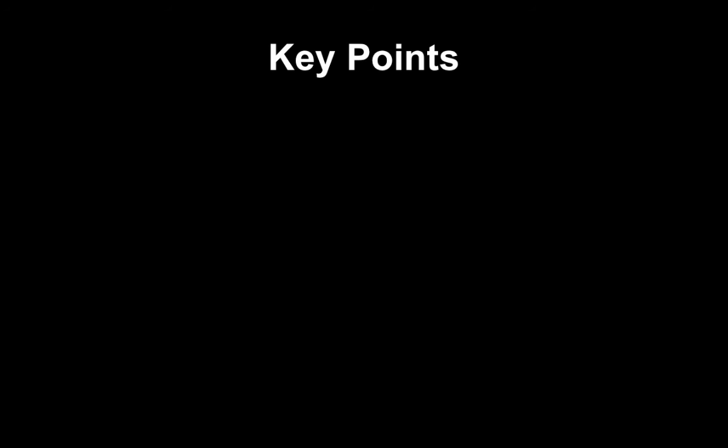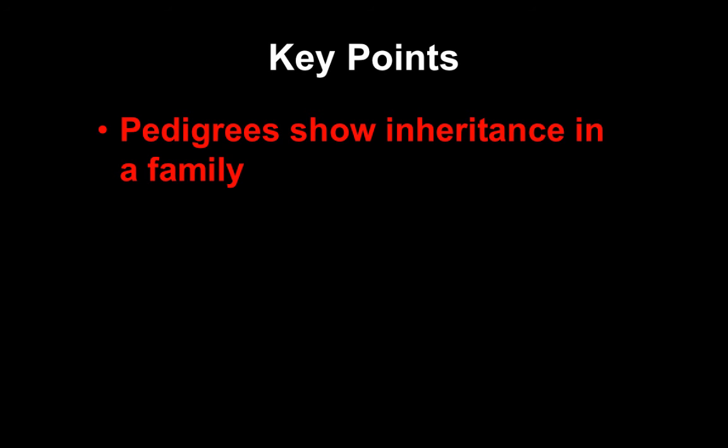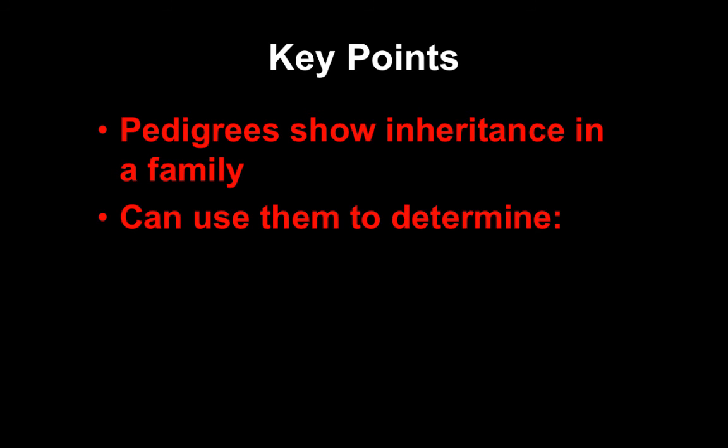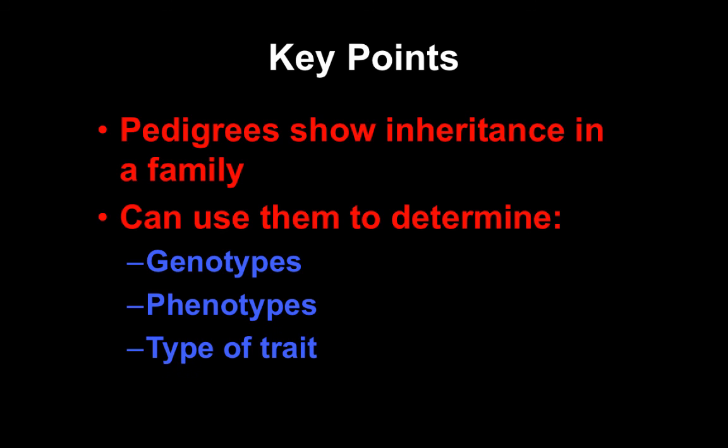All right, so some key points from pedigrees. Remember, a pedigree shows inheritance in a family. And from a pedigree, you should be able to determine genotypes of people, phenotypes of people, and what type of trait it is by looking at does it skip a generation or not, and what kind of carriers there are. So there you go. That is the basics of pedigrees.